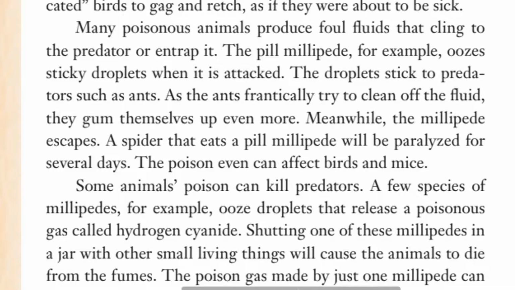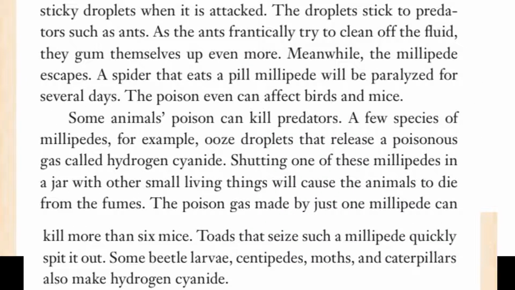Some animals' poison can kill predators. A few species of millipedes, for example, ooze droplets that release a poisonous gas called hydrogen cyanide. Shutting one of these millipedes in a jar with other living things will cause the animals to die from the fumes. The poison gas made by just one millipede can kill more than 6 mice. Toads that seize such a millipede quickly spit it out. Some beetle larvae, centipedes, moths, and caterpillars also make hydrogen cyanide.